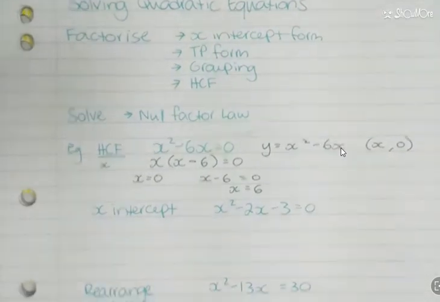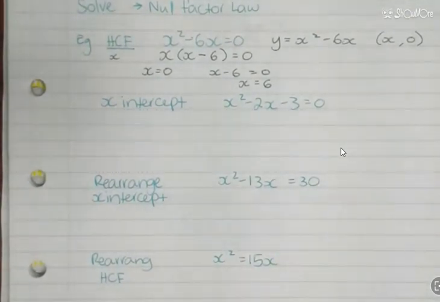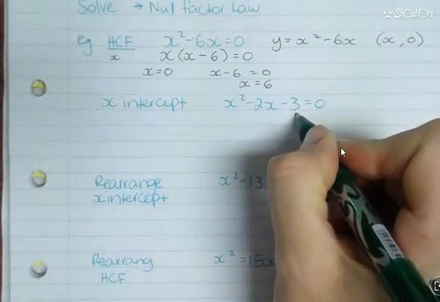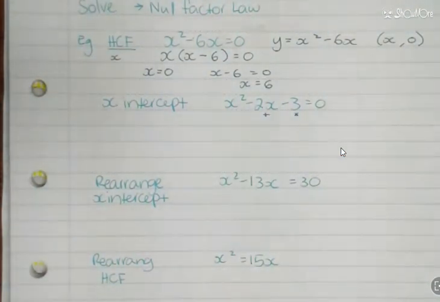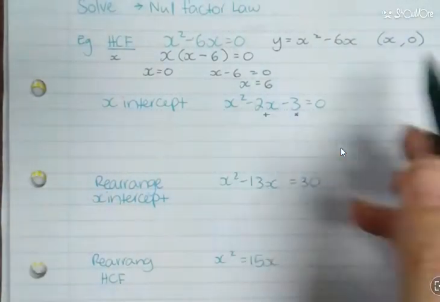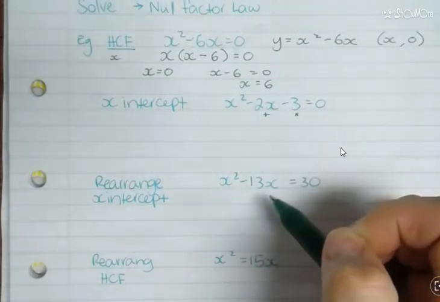All right, with your next one, we can factorise it into x-intercept form. You have a look, and see, can you figure out two numbers that multiply to give you the constant and the same two numbers that add to give you the coefficient of x? Once you've figured those numbers out, so what two numbers can we multiply to get -3 and add to get -2?